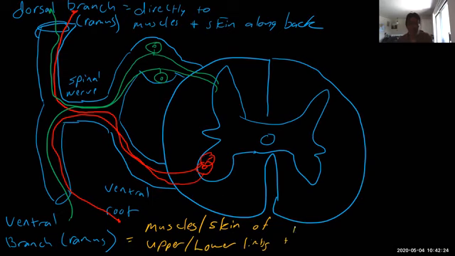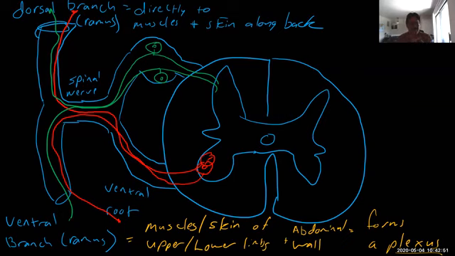And the abdominal wall. Here's the deal. These ventral branches, these ventral rami, as they come off, they will form what I call a plexus. I'll talk about the plexus later on, but a plexus is basically where all the nerves come together, they get mixed up, and then they separate again.